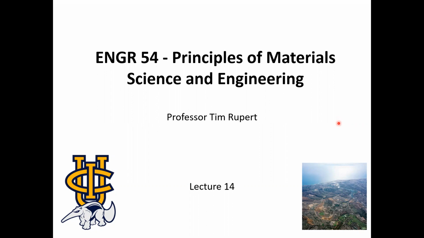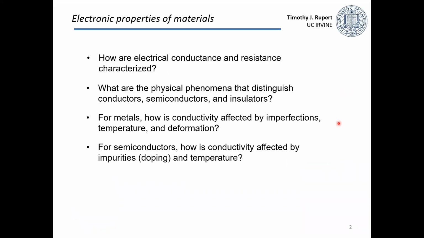Today we're going to talk about lecture 14, which is electronic properties of materials. So in today's lecture, we're going to talk about how we characterize conductance and resistance of materials. We'll also describe what are the physical phenomena that distinguish between conductors, semiconductors, and insulators. These are a lot of the same materials we saw already, just a different way of categorizing them.